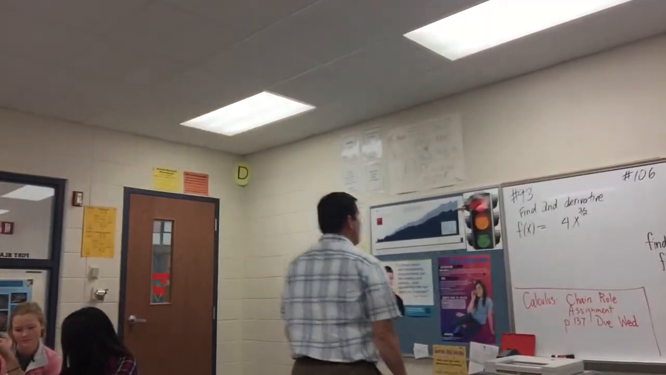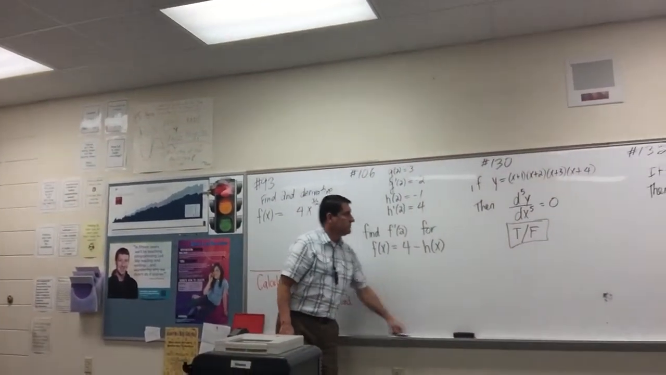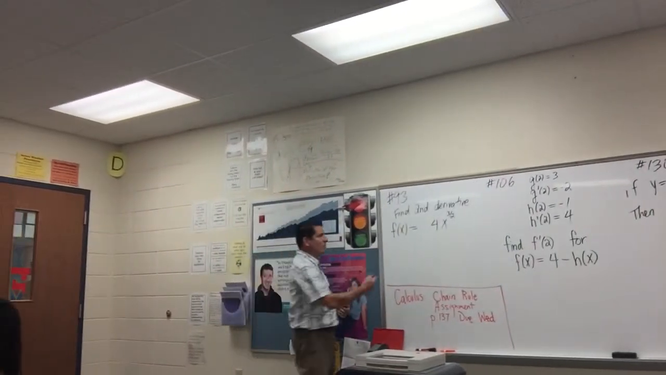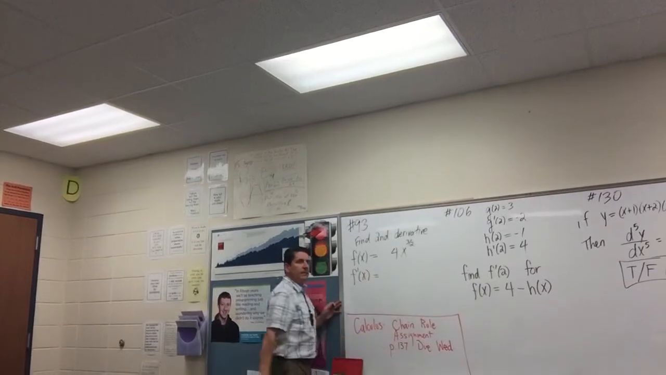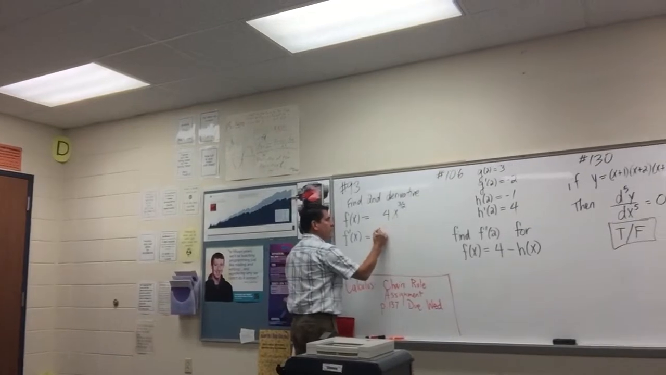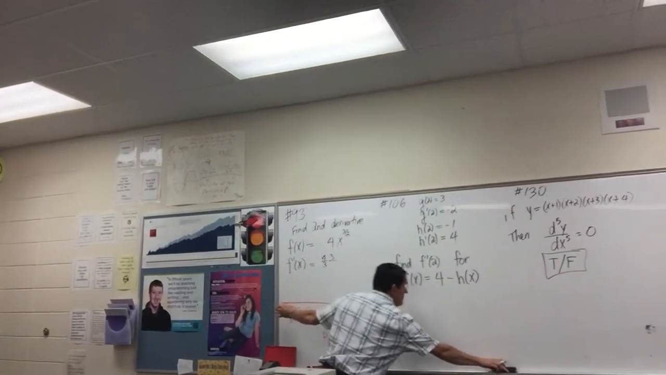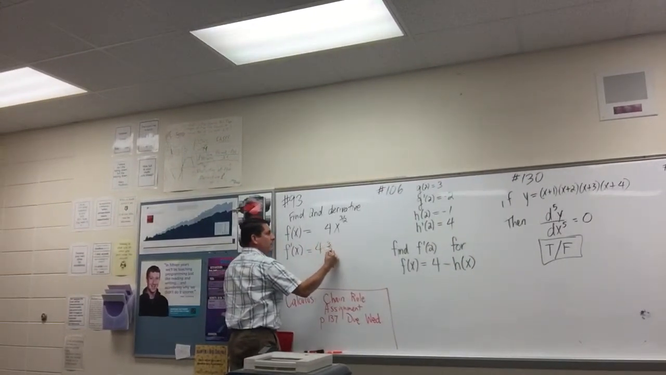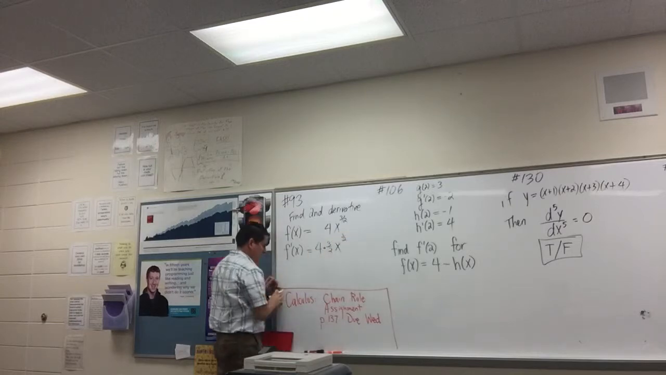Okay, here we go. Moving on. So find the second derivative of this thing. So, okay, that means we've got to find the first derivative. And then when we're done, we're going to find the derivative of that derivative. So 4 times 3 halves times x to the 1 half, right?